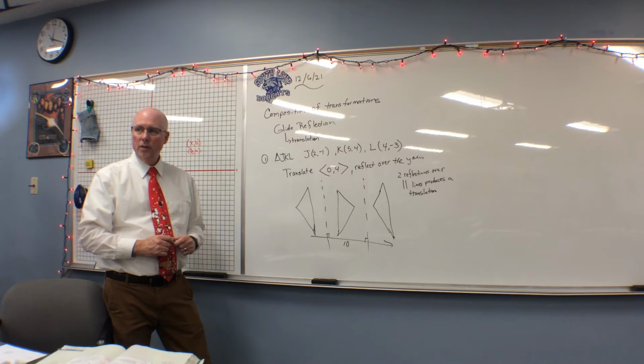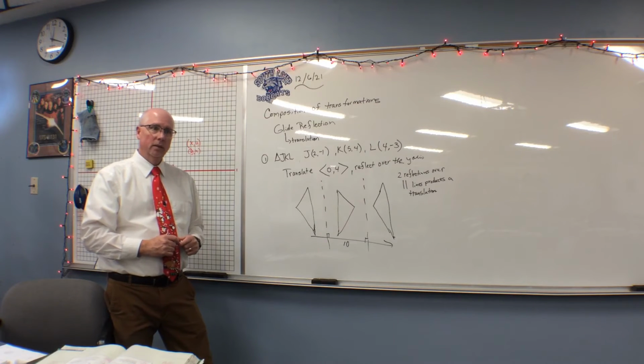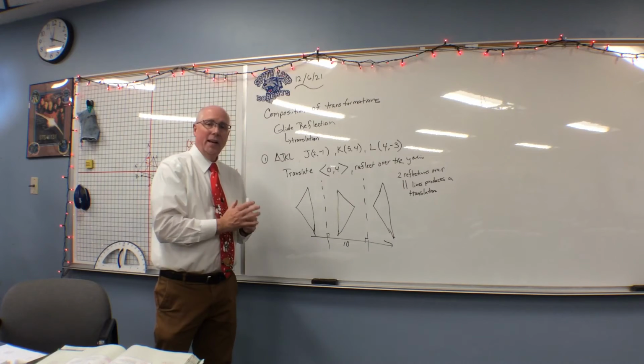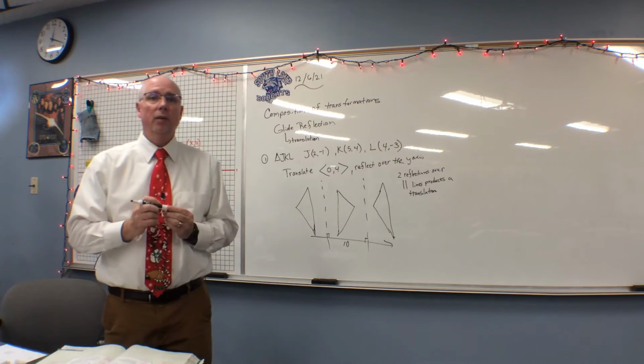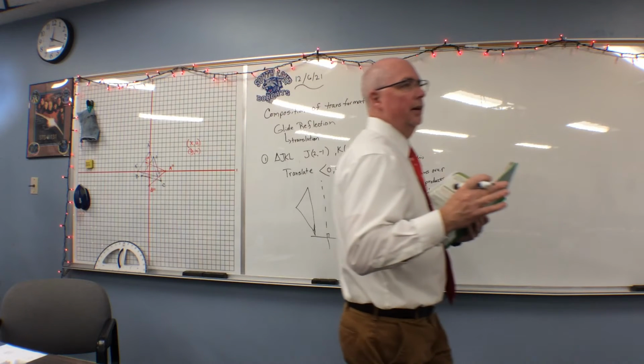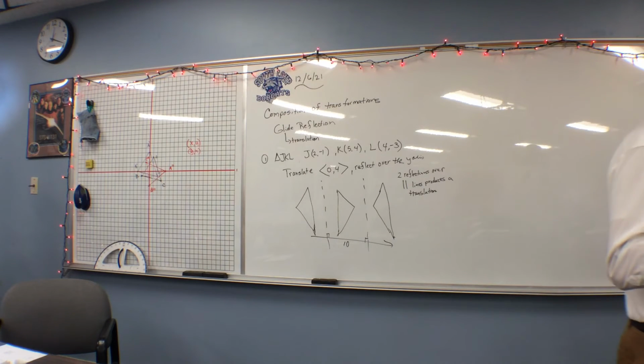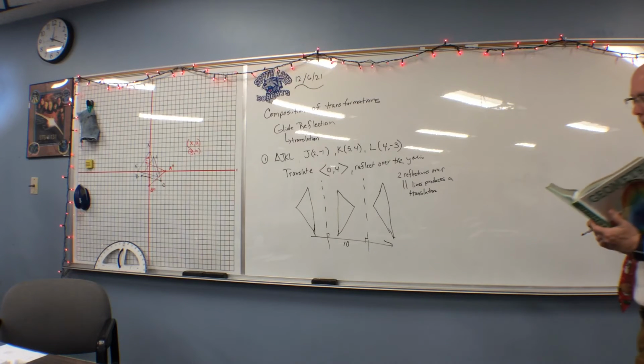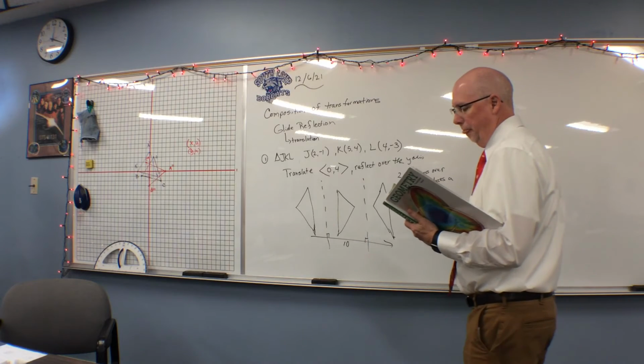Does that make sense to you? Okay. All right. Now, what happens if we don't have parallel lines? What if we have, what's the opposite of parallel lines? Perpendicular. No, perpendicular lines are intersecting lines. But we don't necessarily have to have perpendicular. They can just be intersecting. Take a look at the next page.